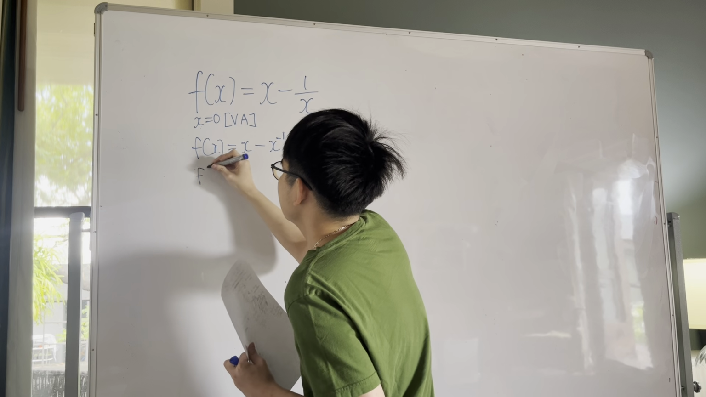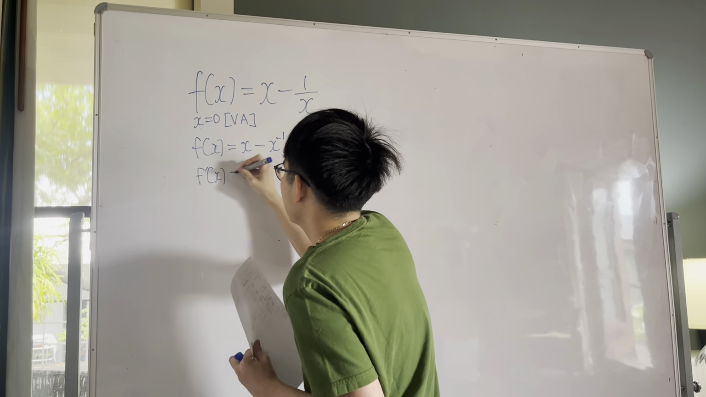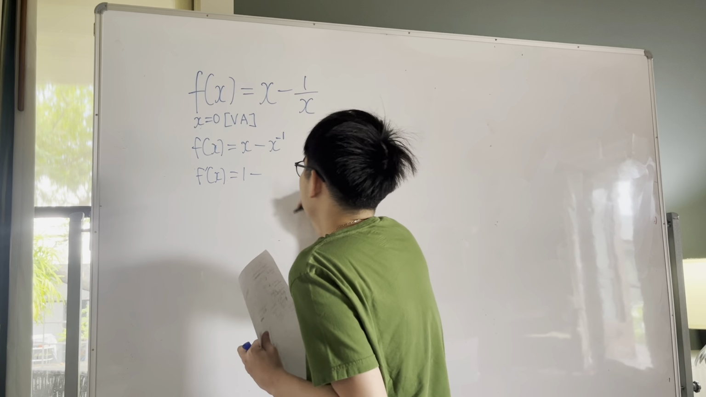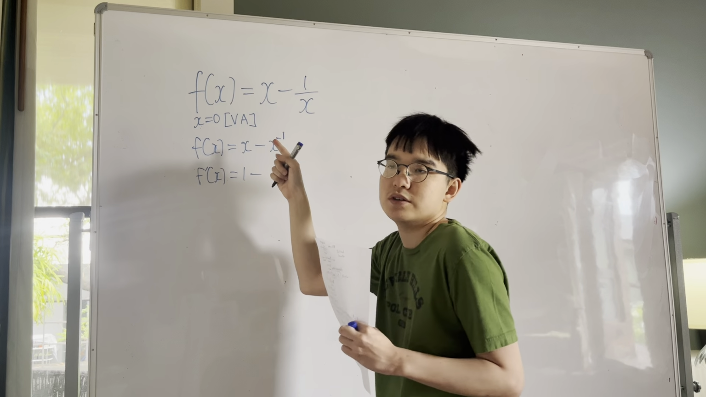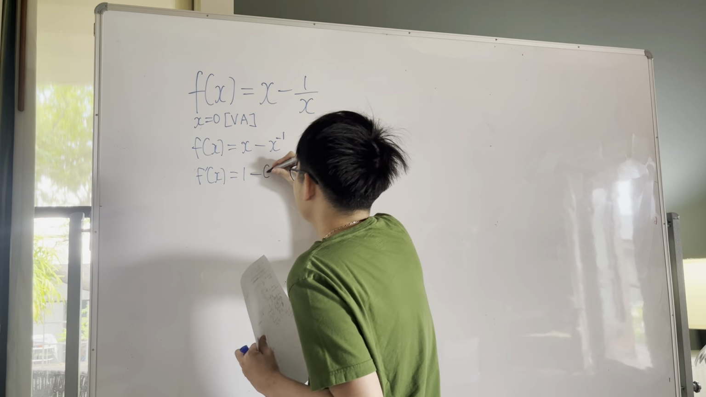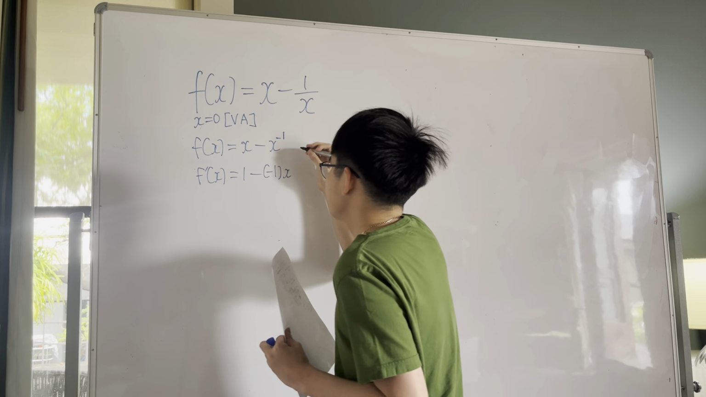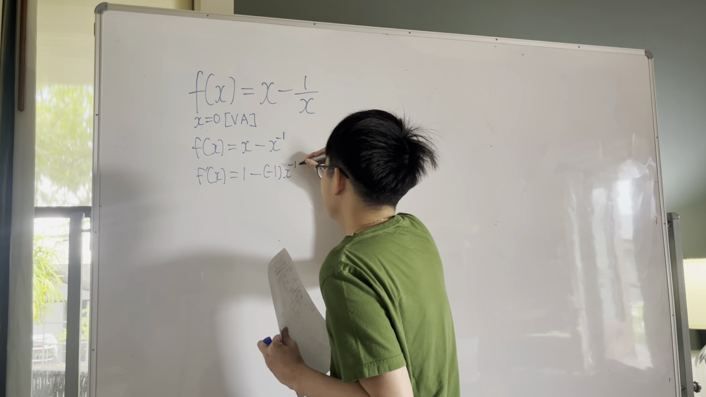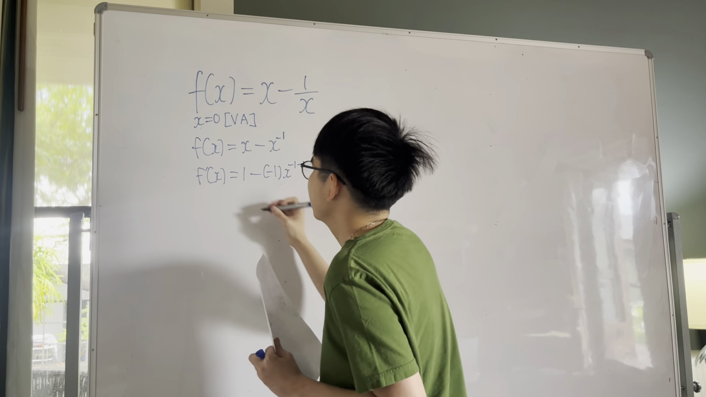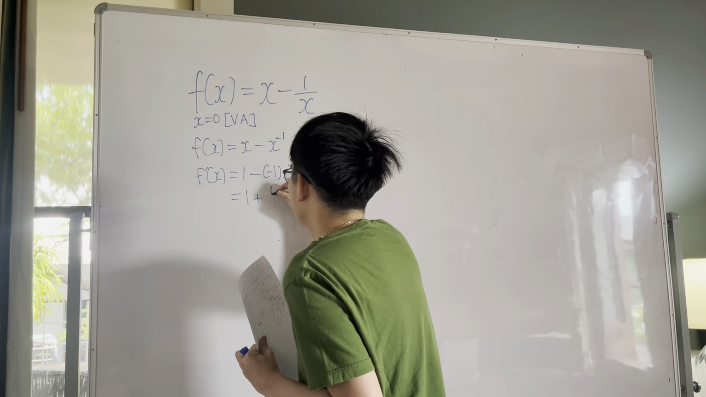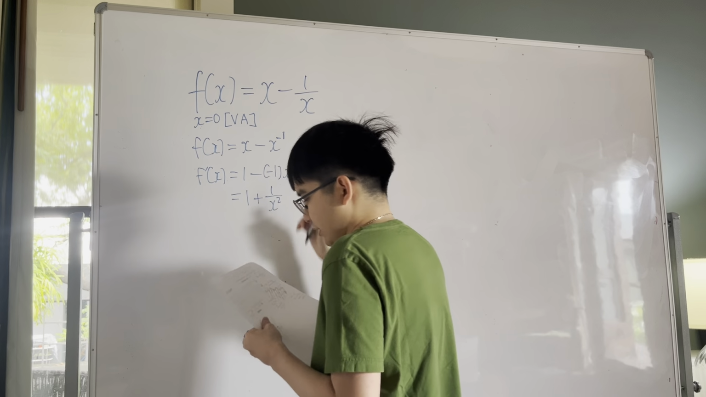If you differentiate that now, you can differentiate the first term. Derivative of x is just 1. And for minus x to the minus 1, you apply the power rule, so that a minus 1 term comes out, and the exponent of x is decreased by 1. So this just becomes 1 plus 1 over x squared.